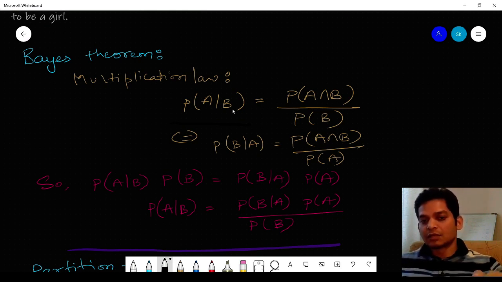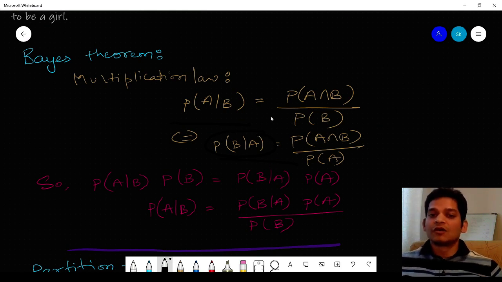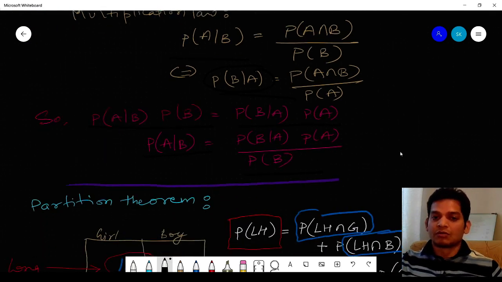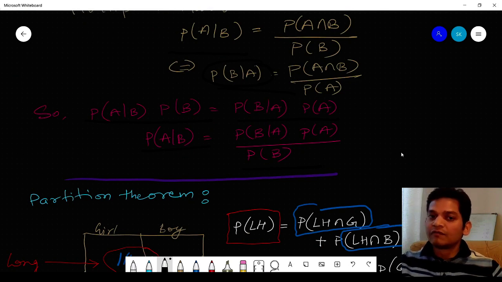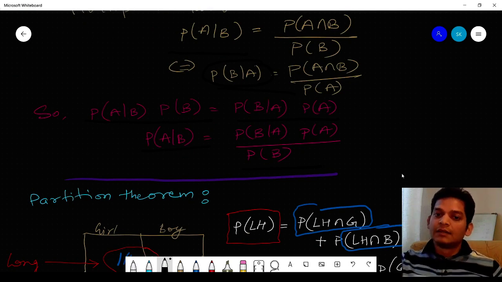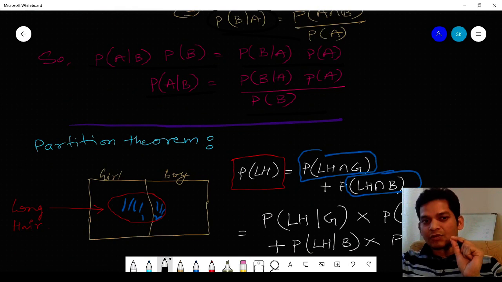The second is also the same, but now it's reversed: the probability of B given A. So now if we deduce more on that, we can equate both and find this. The probability of A given B is equal to the probability of B given A times the probability of A, divided by the probability of B. So this is our Bayes theorem, and we will understand it more when we see the real example. And to resolve the real example, we need one more theorem.